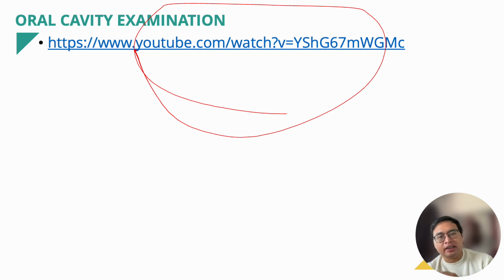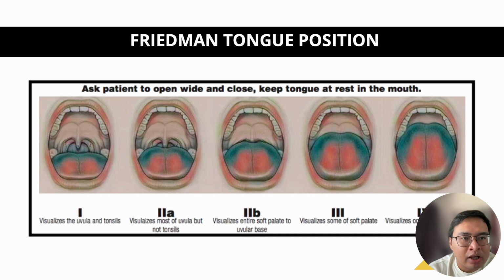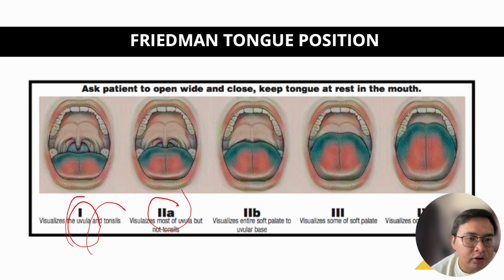Right? There are three different scorings that we have to learn for the oral cavity exam. I'm going to go through them. First is the Friedman tongue position. So in the Friedman tongue position, just ask the patient to open their mouth wide and to keep the tongue inside the mouth. Okay? And then you're going to rate the uvula and the tonsils. One, if you could visualize most of the uvula. Okay? In 2A, if you could visualize most of the uvula but not the tonsils.